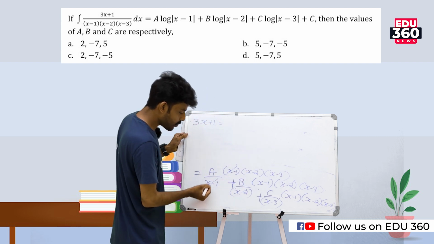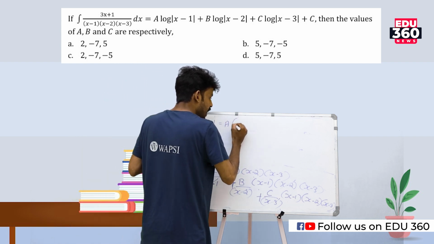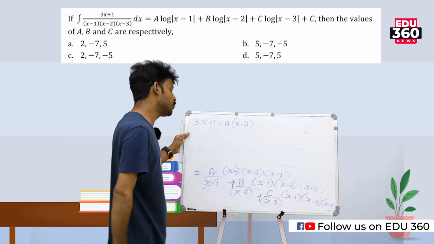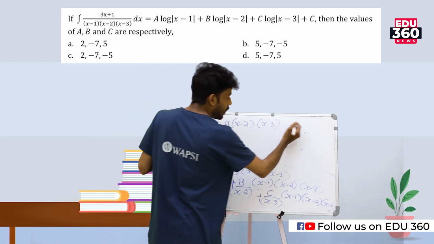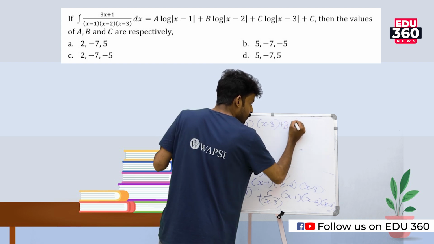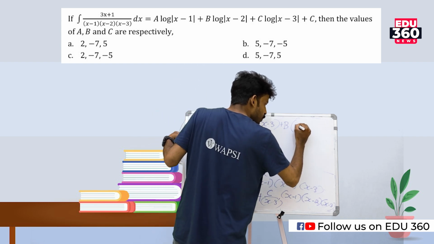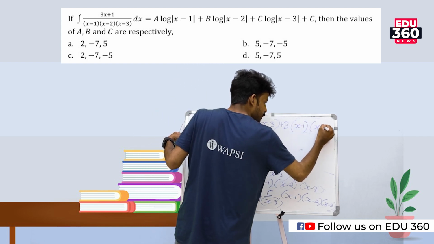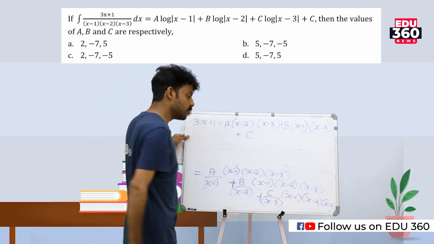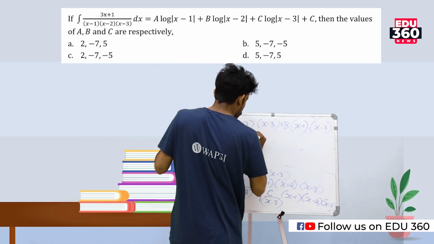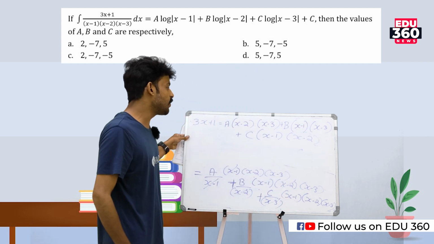And look here, a into x minus 2 into x minus 3. So we can write a into x minus 2 into x minus 3 plus b into x minus 1 into x minus 3, plus c into x minus 1 into x minus 2. In the question they are asking us to find the values of a, b, c.